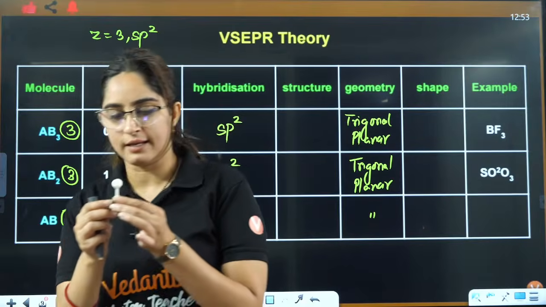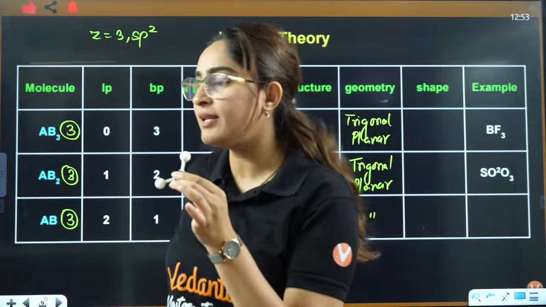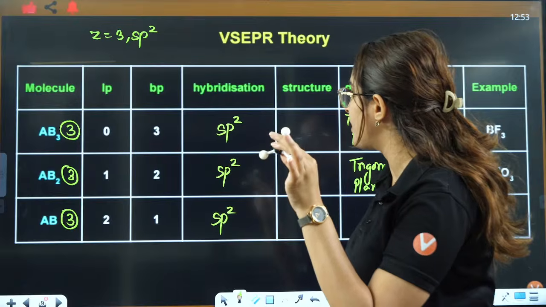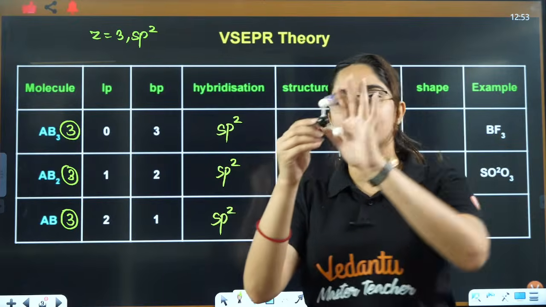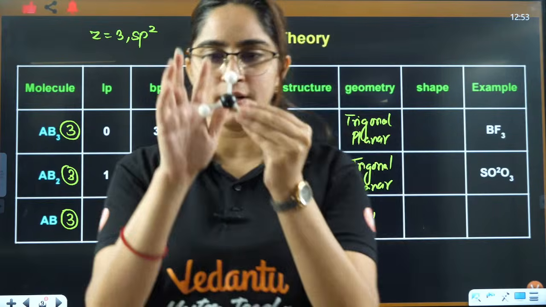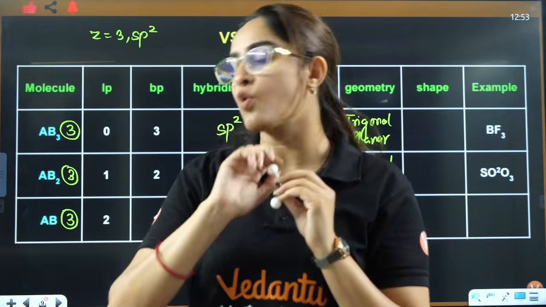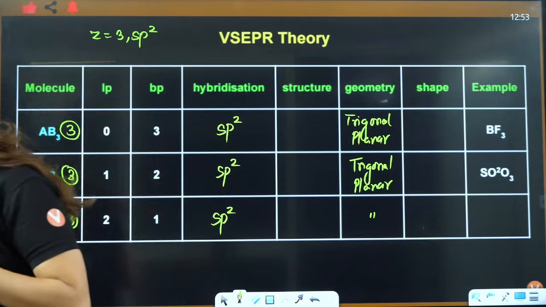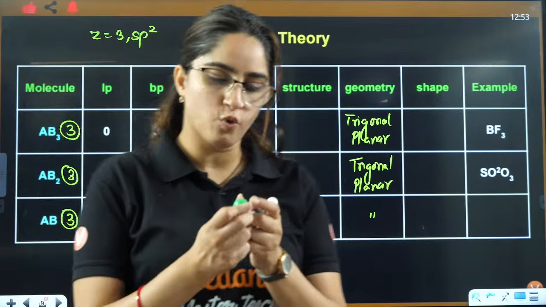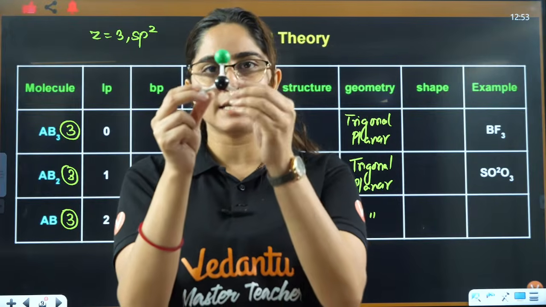Now see this. If all three are bond pairs, this is going to be the shape, because in shape I talk about only the bond pairs. So 3 bond pairs are there, and this is going to be the shape. If I say one of them is a lone pair, let's say this green thing is the lone pair, if there is one lone pair here, right?